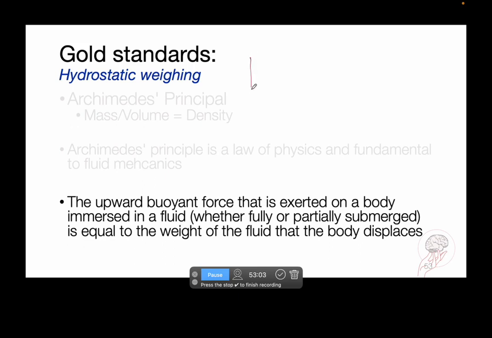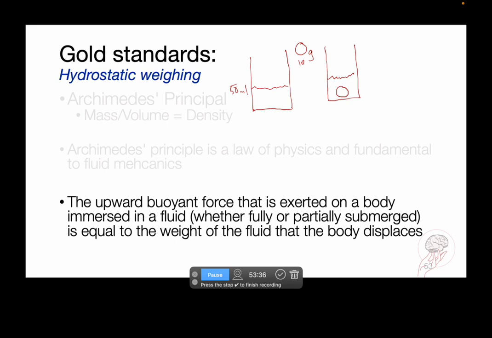So let's think about a big glass with water, and we'll say this is 50 mils. If we put a 10-gram steel ball into this, it's going to displace the water. And in fact, it's going to displace the water by 10 grams.